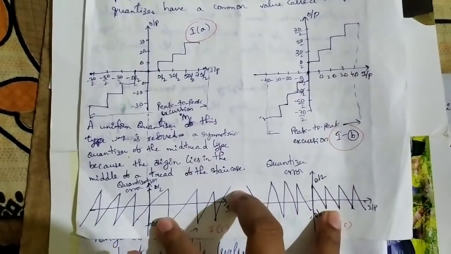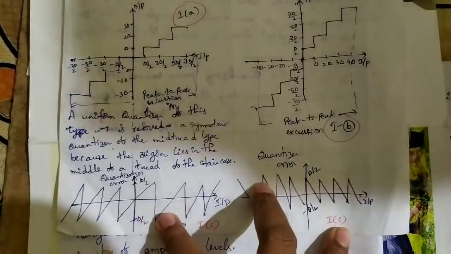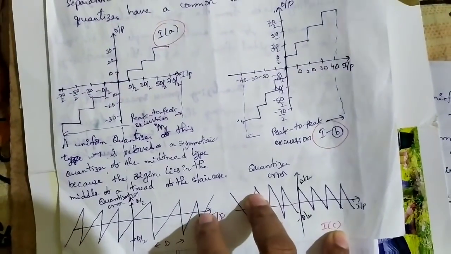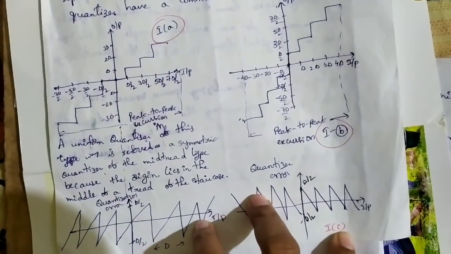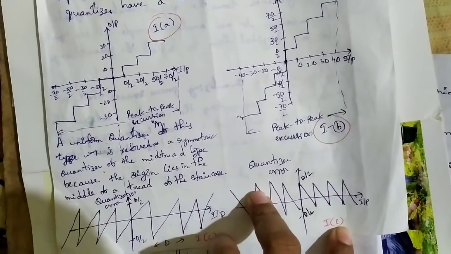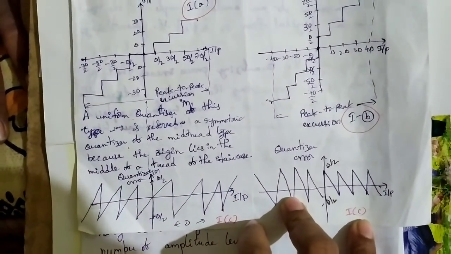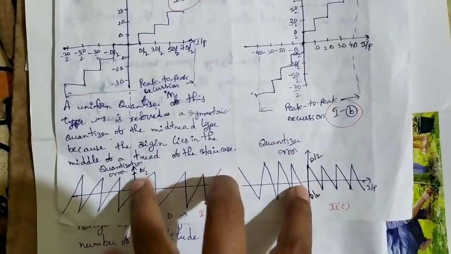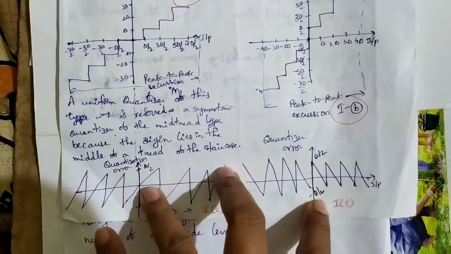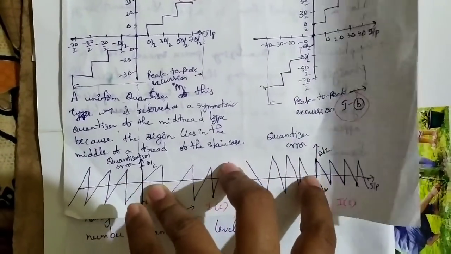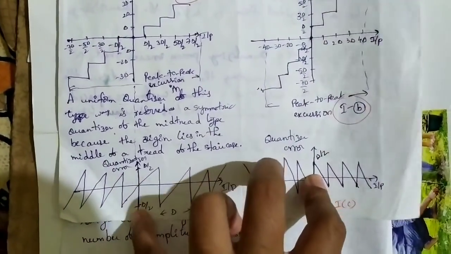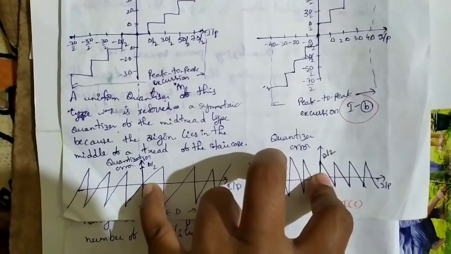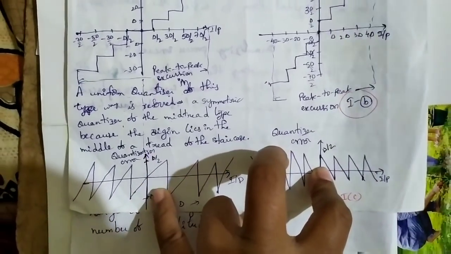Coming to here, x-axis is input, y-axis is quantization error. How will we get these graphs? You should concentrate on this one, the characteristics of quantization error. See here, this one is mid-riser and this one is mid-thread. How can you say mid-riser? Vertical, and here there is no horizontal, but we are getting the slope.